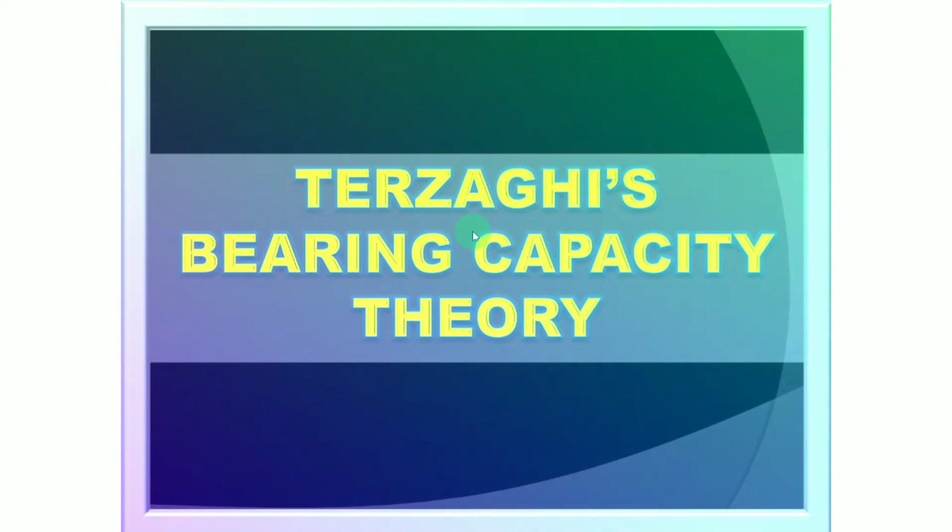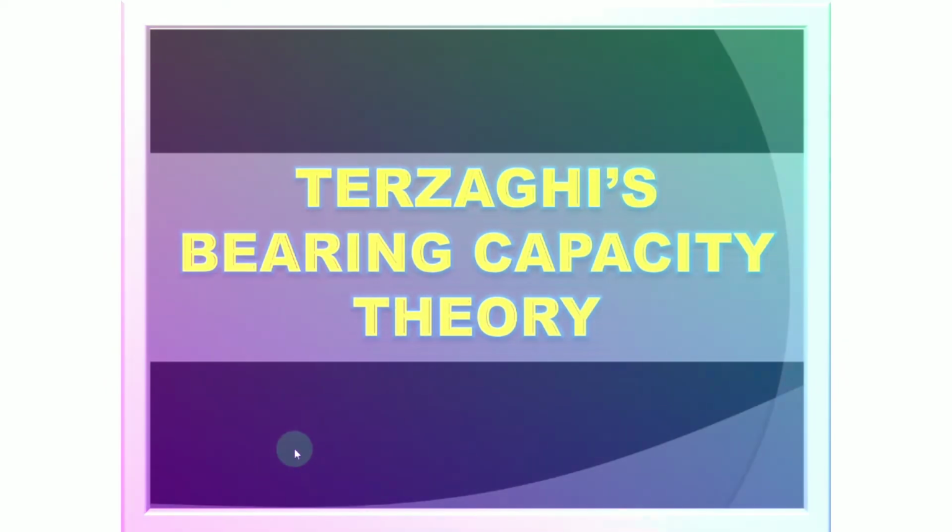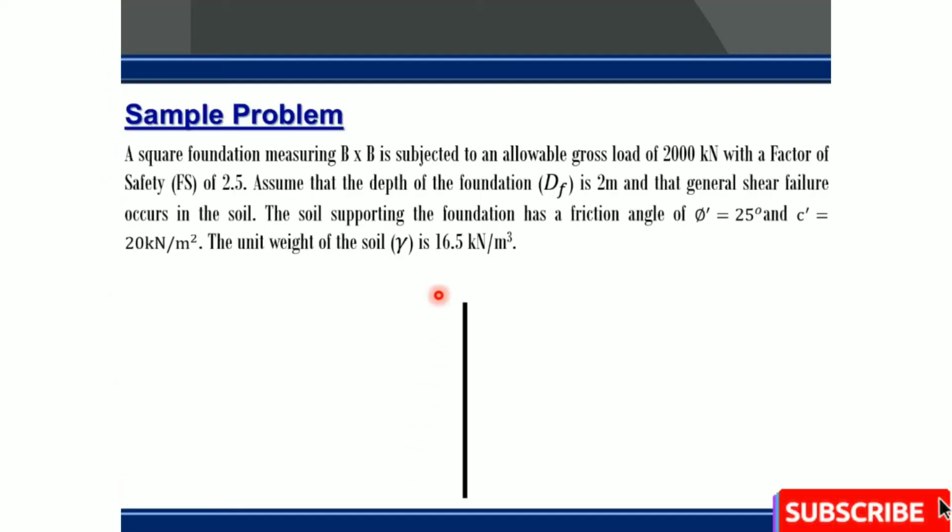And today we are going to continue the Terzaghi's bearing capacity theory. And actually, we are going to solve one sample problem for this day. Proceeding with this sample problem, we have this square foundation measuring B by B, subjected to an allowable gross load of 2000 kN with a factor of safety Fs of 2.5.